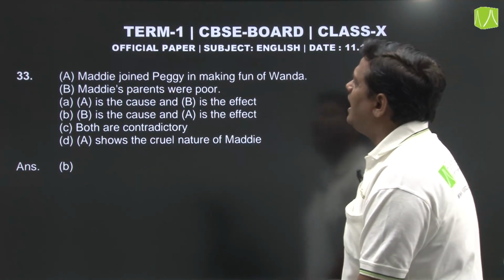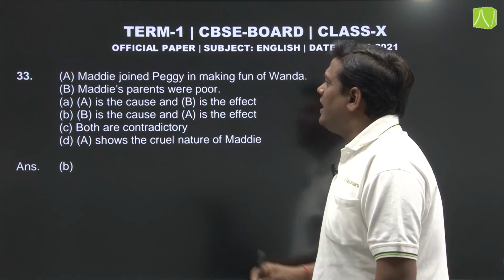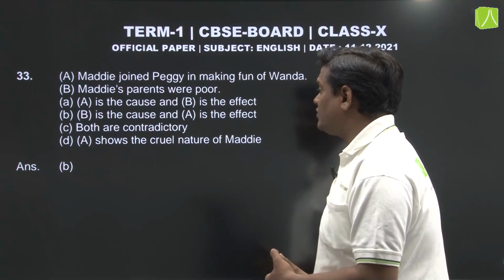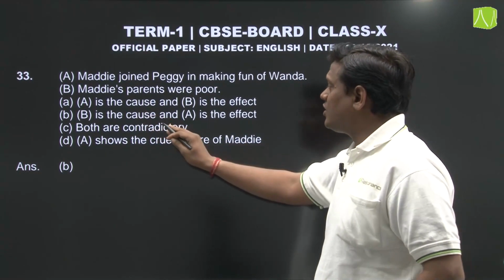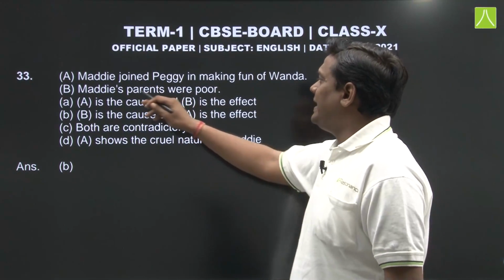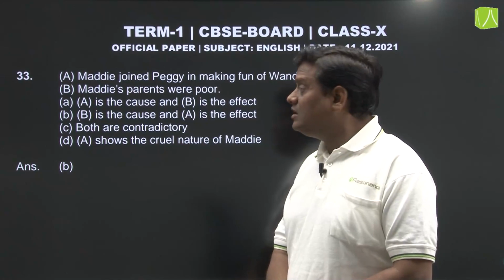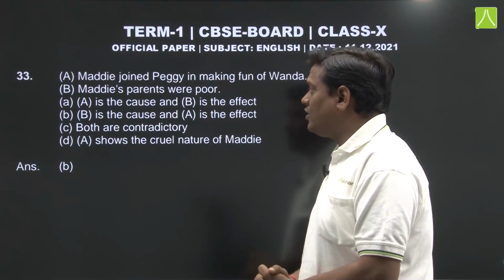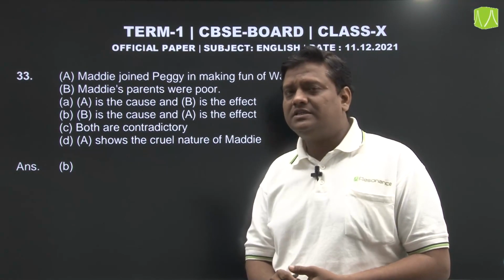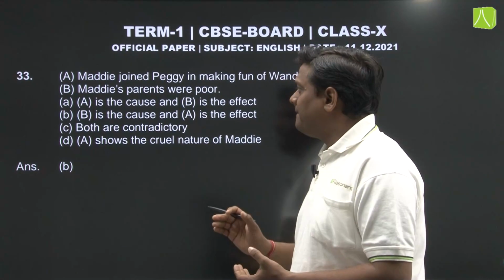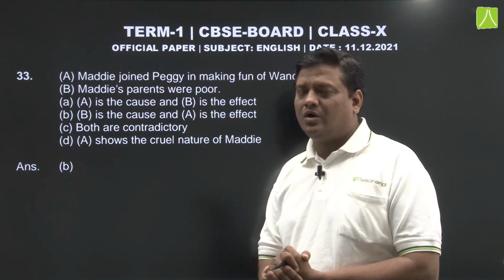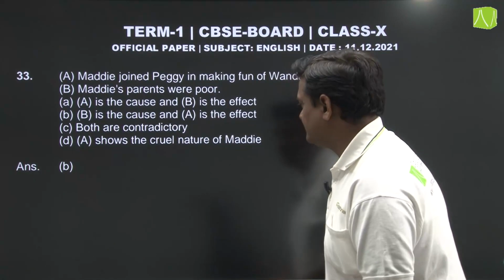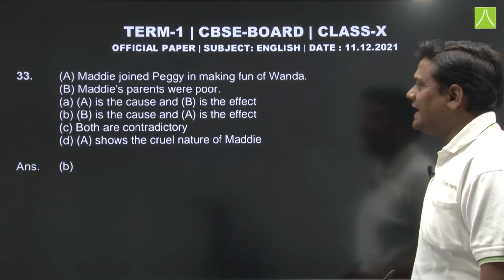Next. Maddie joined Peggy in making fun of Wanda. Maddie's parents were poor. So which is the cause and which is the effect, we have to find out. So option B, P is the cause and A is the effect. This is right. Maddie's parents were poor, this is the cause. So Maddie joined Peggy in making fun of Wanda. We know that Maddie was poor and she used hand-me-down clothes from Peggy, so she became best friend of Peggy and she had to join Peggy in whatever she was doing. So option B is the cause and A is its effect.